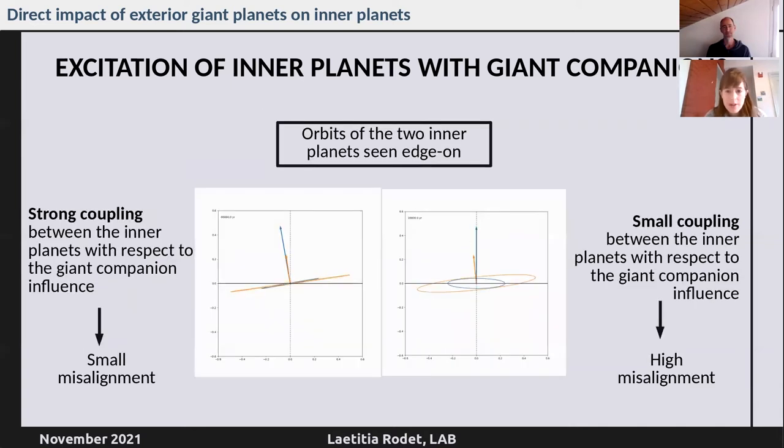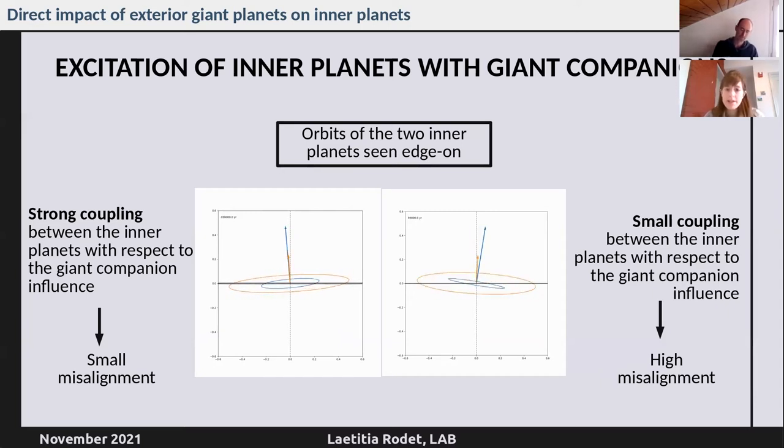So here is a small animation to show that. It's the orbits of two super-Earths perturbed by an unseen giant planet. It's seen edge-on. On the left, the giant planet is weak, and on the right, its perturbation is strong. You can see that the misalignment between the super-Earths is strong on the right, and it's small on the left.